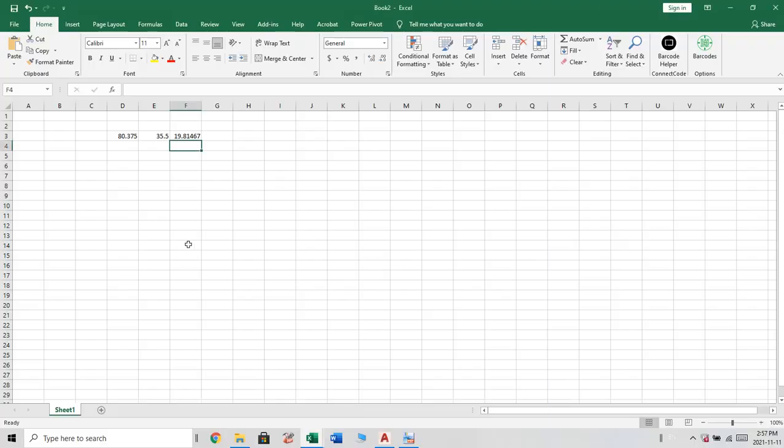So the glass is rounded to the next even number, which is 82, and 35.5 becomes 36, the next even number. So your glass size's square footage will be 20.5 square feet instead of 19.81467. So this is how they count.